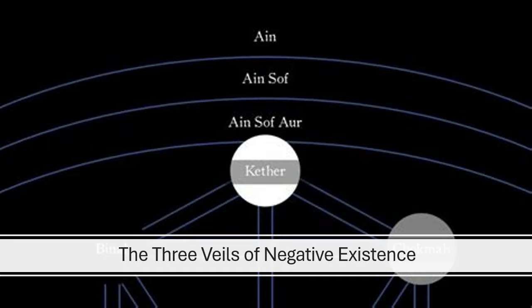Ein Sof is still negative in the sense that it lacks any positive determination, yet it is the root of all possibility. In some interpretations, it represents the divine as infinite potential before any contraction or self-limitation allows for creation. The Ein Sof, or the third veil of negative existence.